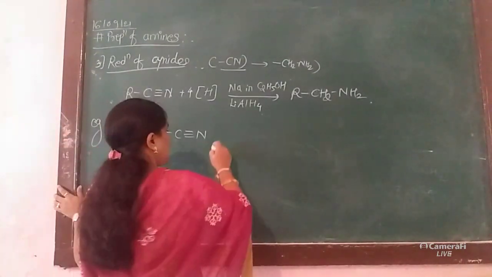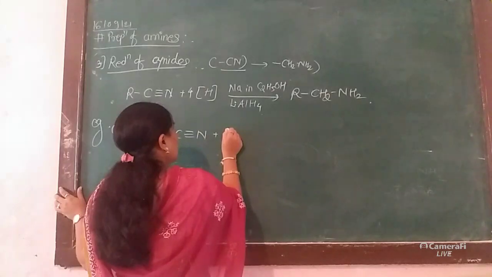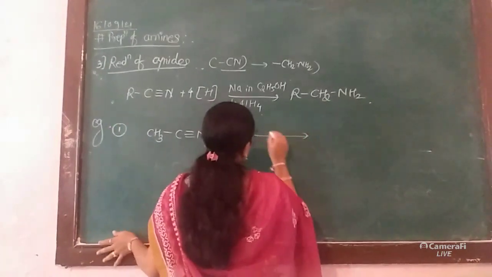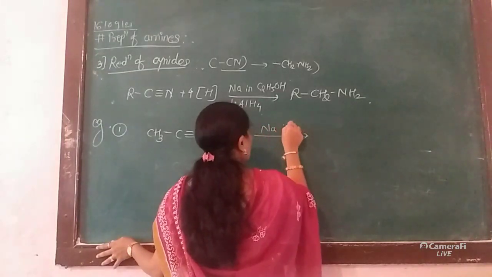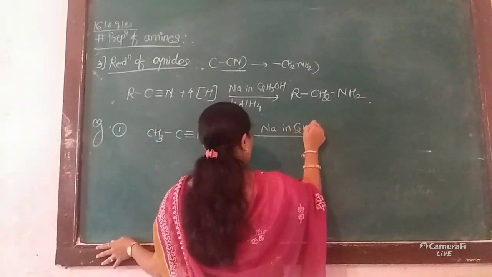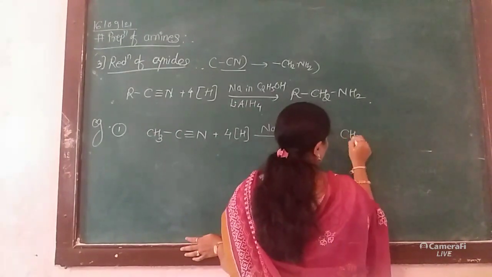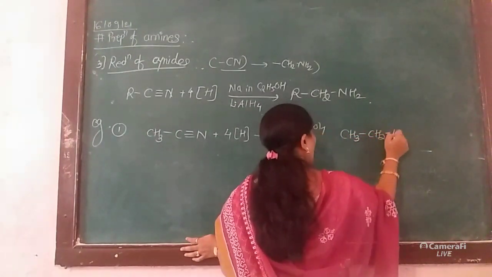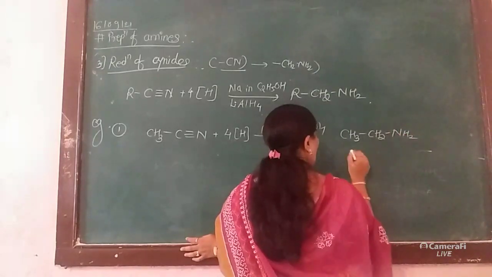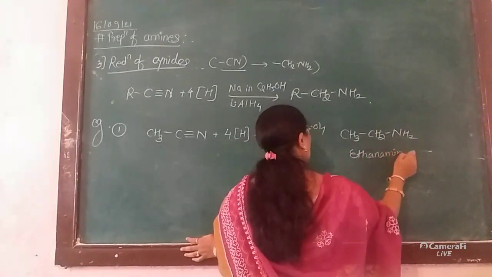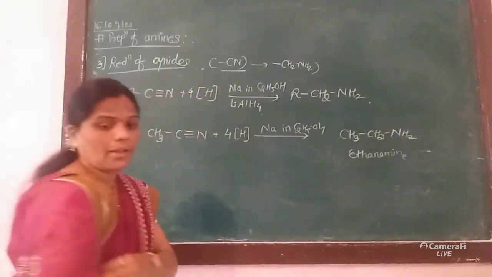Okay, so this is the name of this compound we take, and when it undergoes reduction in the presence of sodium in alcohol, there is a formation of CH3CH2NH2. So there is a formation of ethanamine.